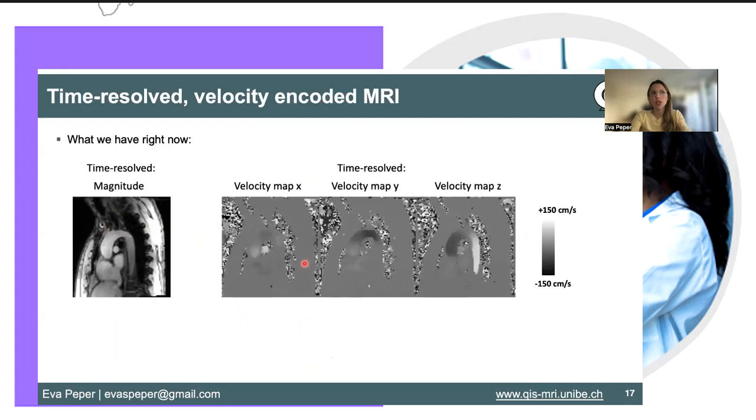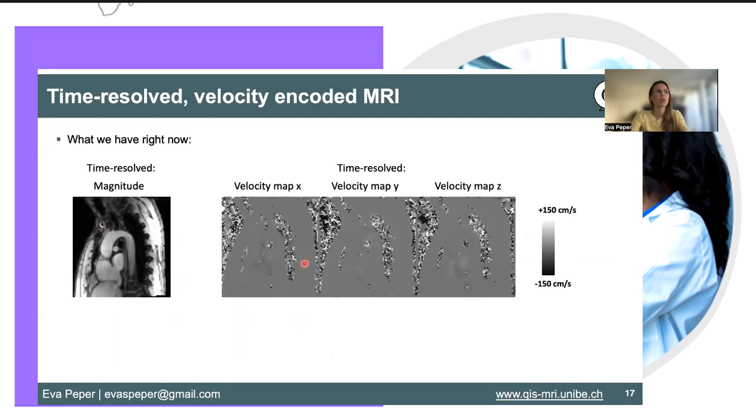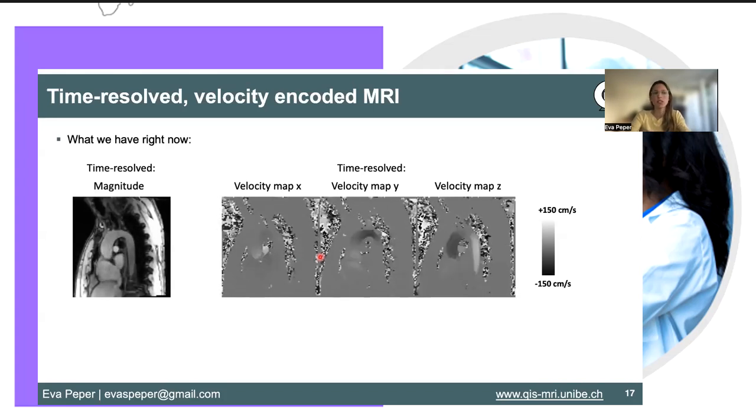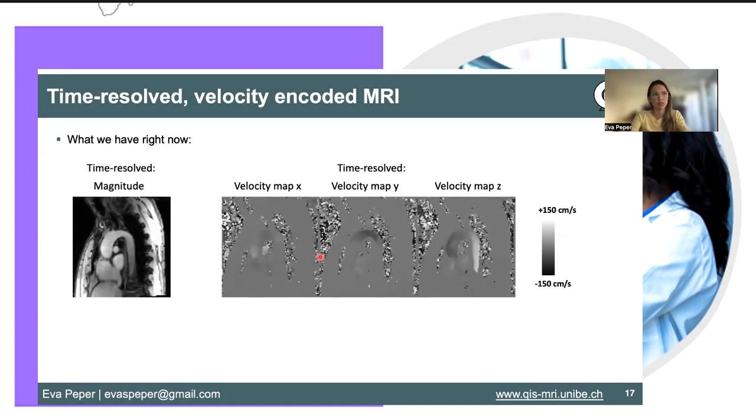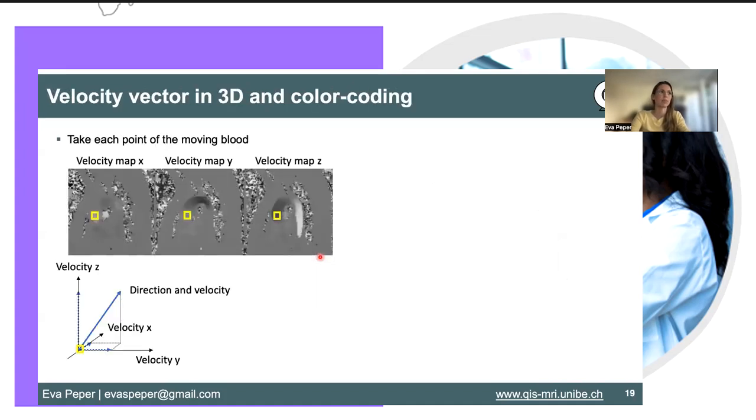What I will not show, but which is also a problem, is of course breathing motion. So usually you don't do this binning only for cardiac motion, but you also do the binning for the breathing motion, which typically makes the scan even longer. But I will keep it out for now. It's just the same principle, but for another motion type.